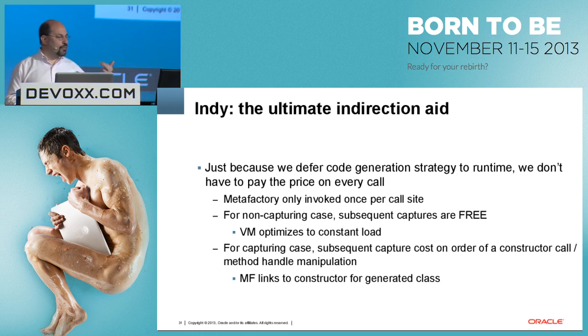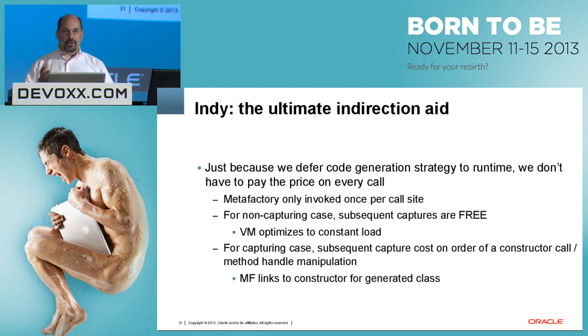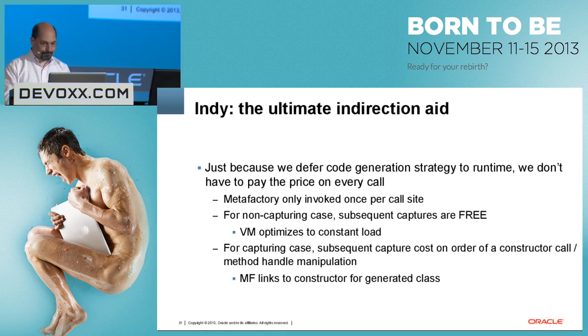So the meta factory is invoked once. In the non-capturing case, subsequent calls to the Lambda factory are free because the VM optimizes this to a constant load. And in the capturing case, we link the call site to the constructor of the class that we just spun, and the subsequent capture cost is on the order of a constructor call, just like with inner classes. And so we have this nice performance behavior of the worst case is exactly the same as inner classes, and the best case is much better. It's what game theorists call a dominating strategy.